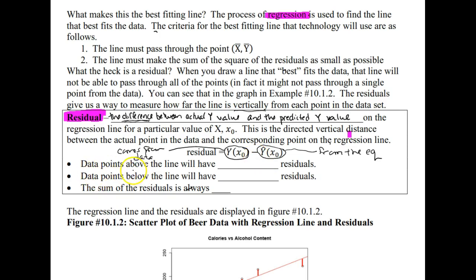Data points above this line of best fit will have positive residuals, and the data points below the line of best fit will have negative residuals. And then if you were to actually add up all those positives and negatives, that sum will always be 0.